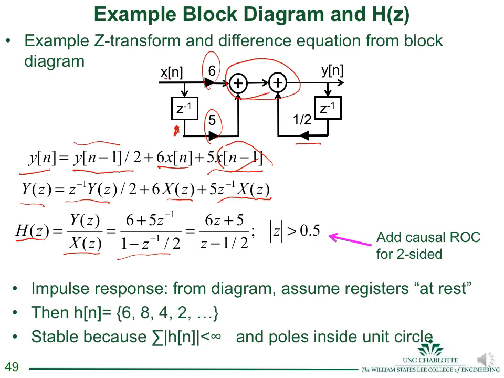And so we can see the pole for this system is at z equals 1/2. So this is a causal system, since this block diagram, of course, has to be causal. And so the magnitude of z must be greater than 1/2 because the pole is at the boundary. There can be no poles in the region of convergence. So that sets the ROC for the system.